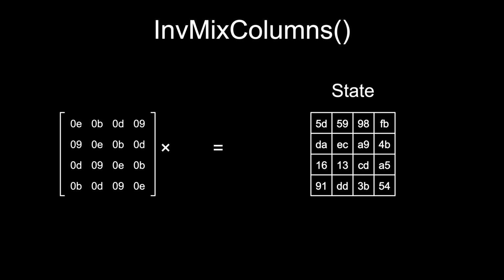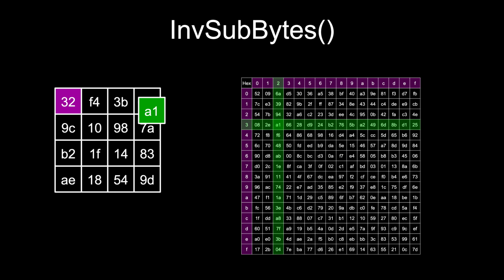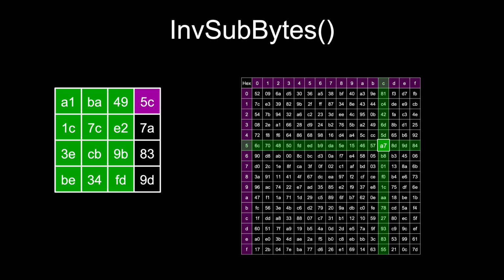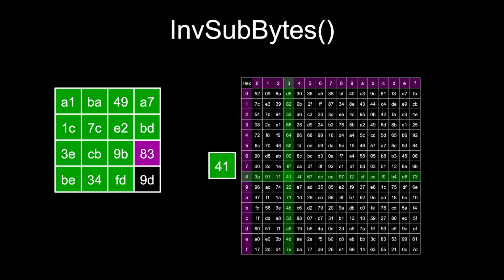For inverted MixColumns, we just replace the fixed matrix with its inverse matrix and update the state column by column. Inverted SubBytes uses the reverse lookup table, which is easy to derive, and that's all the methods that have an inverted version. Note that AddRoundKey is its own inverse, since it's just a simple exclusive OR operation.